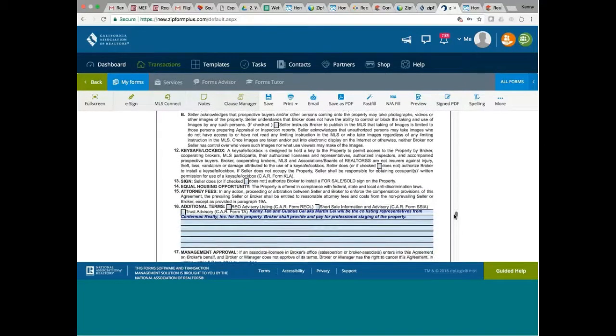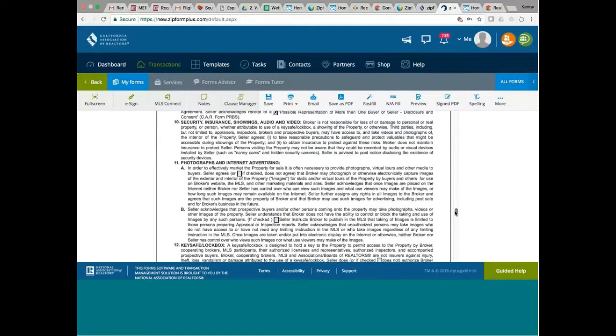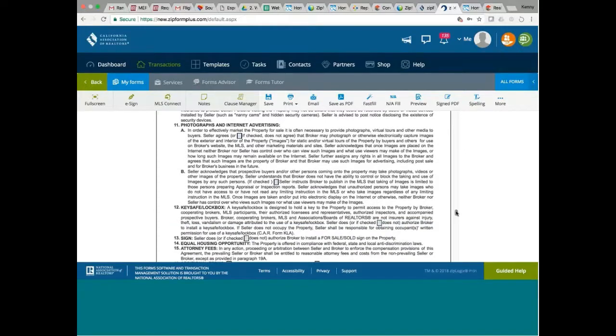Now the sign, if the seller does not want any sign, then you have to check this box. Otherwise, you're going to assume the seller wants the sign, okay? All right? If the seller does not want photography, you check here. Most of the time, I just ignore this unless I hear otherwise from the seller. Most of the time, we just assume the standard way of doing things.